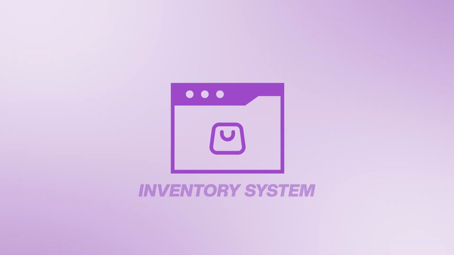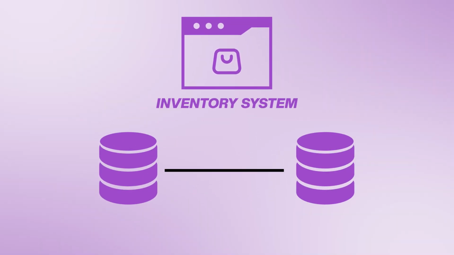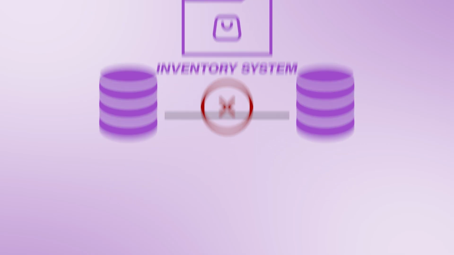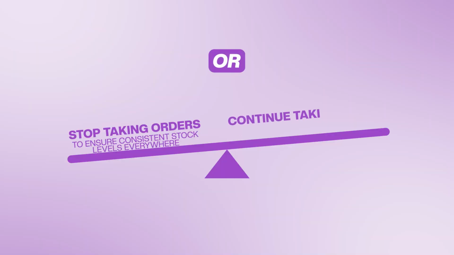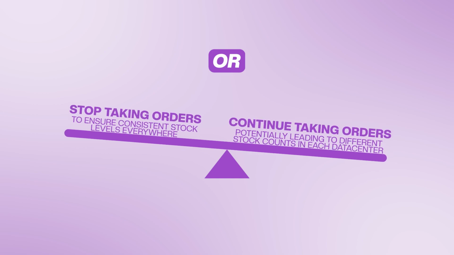As a concrete example, imagine an online store's inventory system with 2 data centers. If the network between them fails, that store must choose either stop taking orders to ensure consistent stock levels everywhere, thus sacrificing availability for consistency and partition tolerance, or continue taking orders, potentially leading to different stock counts in each data center and needing reconciliation later, sacrificing consistency for availability and partition tolerance, thus showing that you cannot have both perfect consistency and continuous availability when a partition occurs.